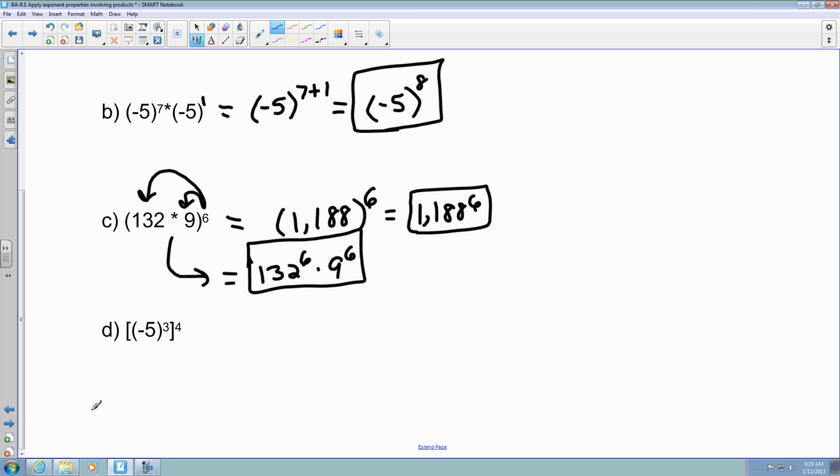Here we have for D, negative 5 to the 3rd power, all of which is to the 4th power. So now we have to implement our power of a power property, which states that we have negative 5 to the 3 times 4 power, which equals negative 5 to the 12th.